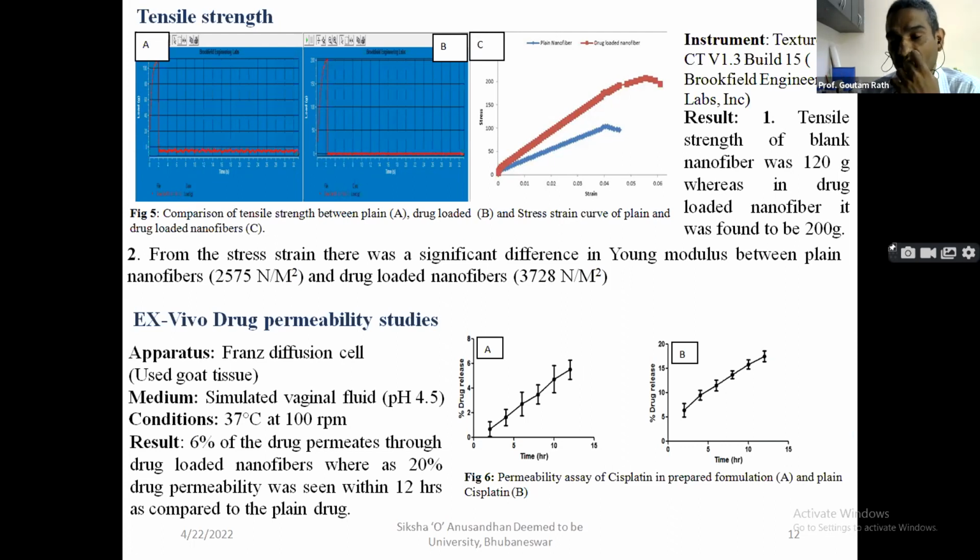If I compare the mechanical strength of nanofibers with a normal fiber, it is almost 10 times higher compared to normal fibers. That is because of the fiber density.